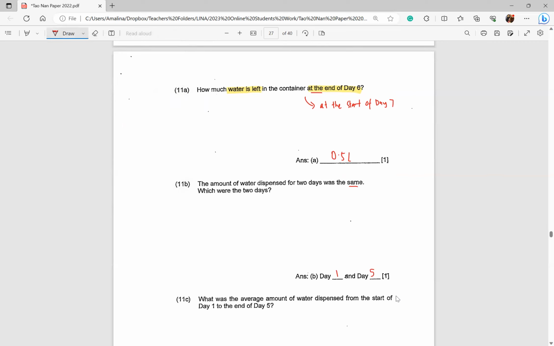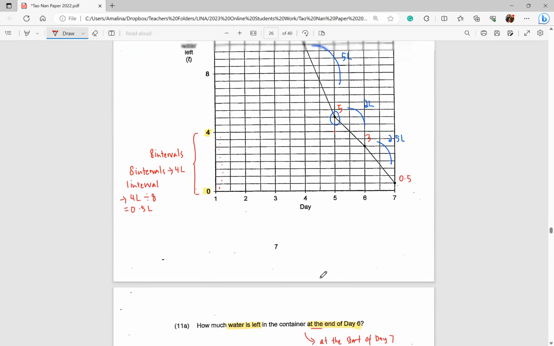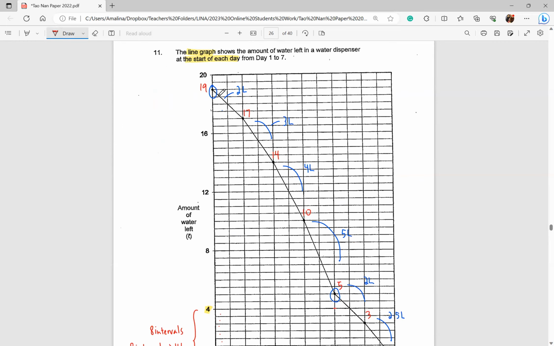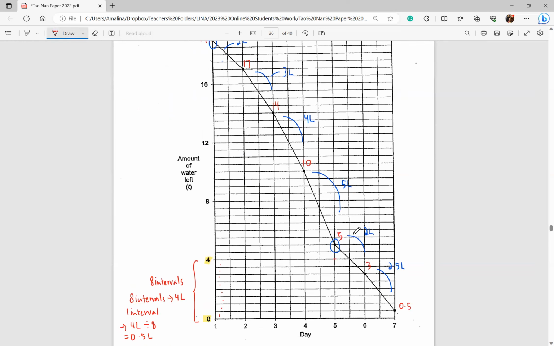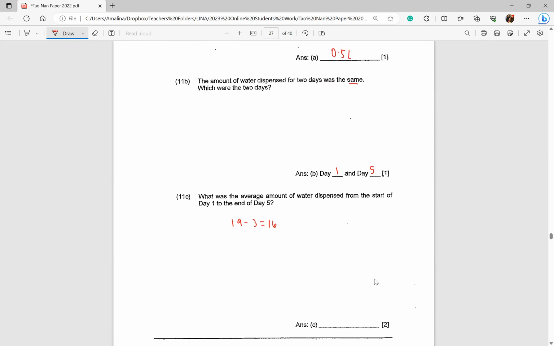Now, 11C, what was the amount of water? What was the average amount of water dispensed from the start of day 1 to the end of day 5? Okay, so the amount of water you dispense out, you have to minus. So from 19 liters at day 1, at day 5, you are left with 3 liters. Okay, at the end of day 5 means must be the start of my day 6. So 19 minus 3 means I dispense out 16 liters of water across 5 days.